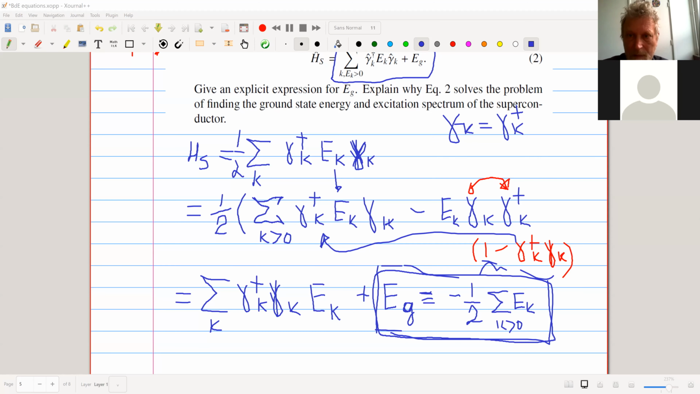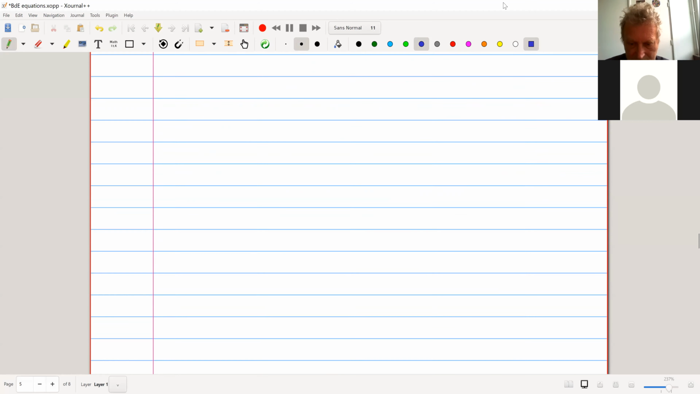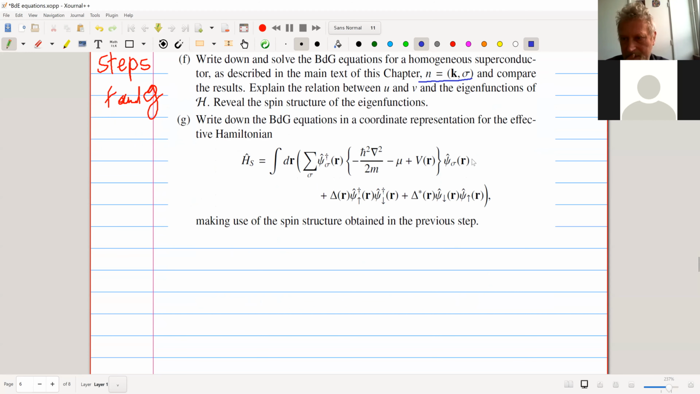Let us see what else we have to do about Bogolyubov-de Gennes equations. Also, write down the Hamiltonian for a concrete example, where n is k and sigma, and compare the results. Right, in principle, it's rather straightforward algebra. There is one point which I have to outline, and it's eventually written here.